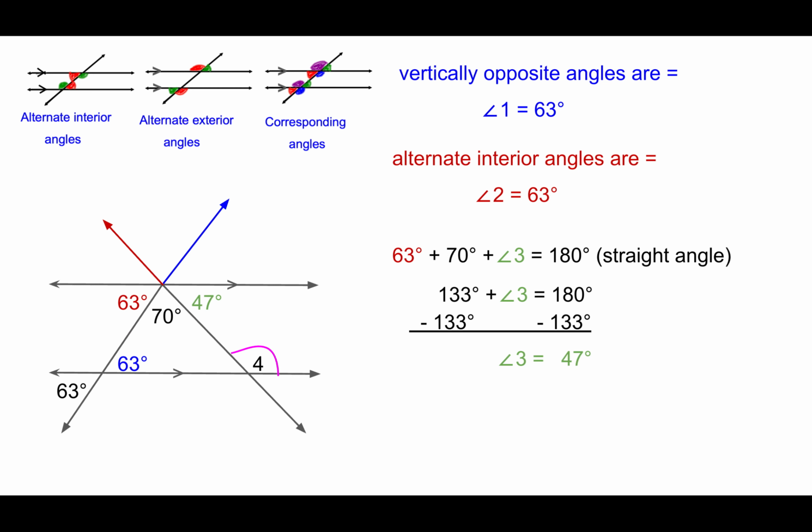Lastly, I have angle 4. And I notice that angle 4 is on the inside of the parallel lines, and so is this angle. And they're on opposite sides of the transversal, which means that they would be alternate interior angles. So alternate interior angles are equal, and the sum of 63 and 70 is 133 degrees. So that means angle 4 must be 133 degrees.